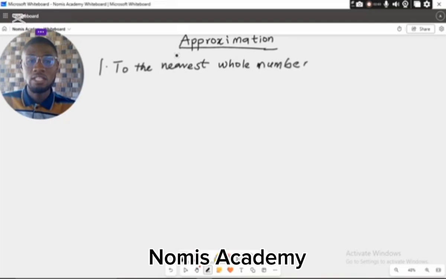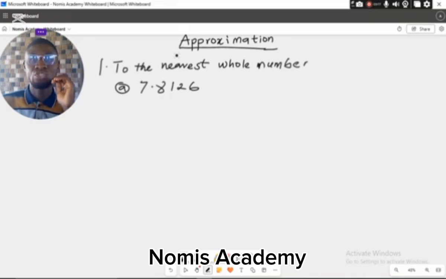So let's take an example, example A, where we're asked to approximate to the nearest whole number. 7.8126. So we need to approximate 7.8126 to the nearest whole number. Now, how do we consider approximation? We consider approximation by the digit to which approximation we are doing.